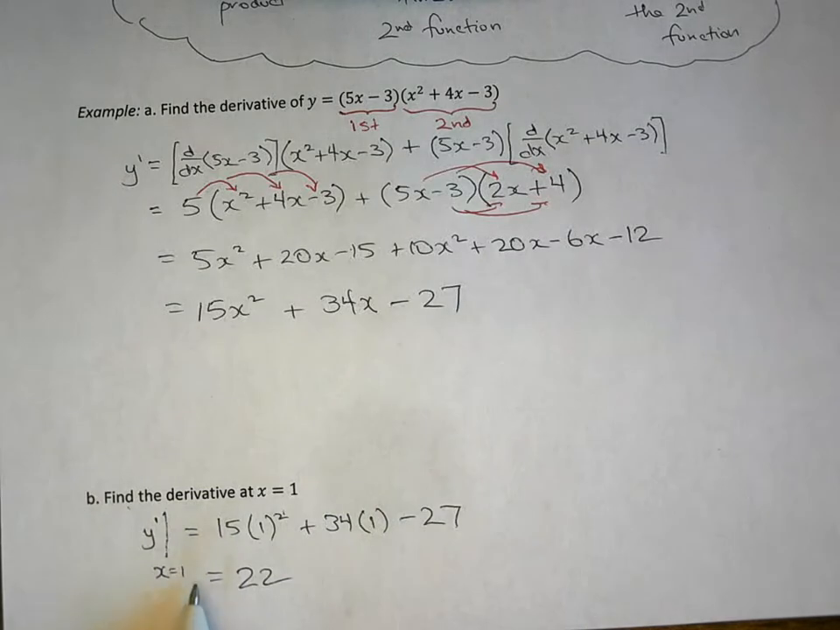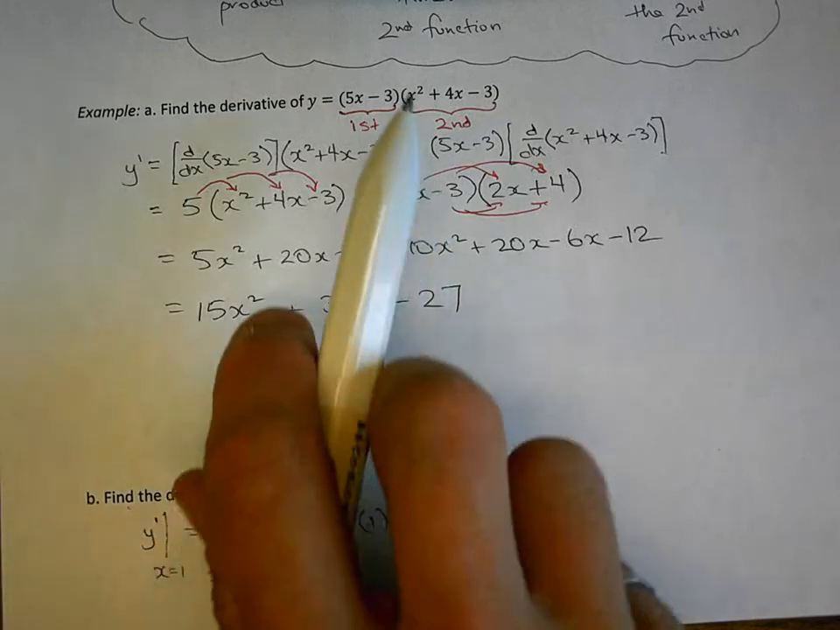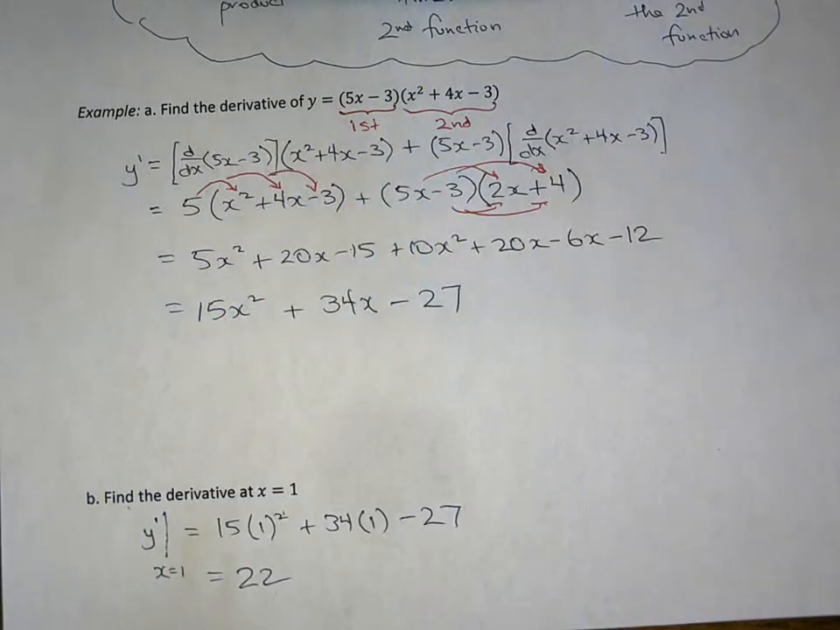I just wanted to show you when you're subbing in and you're not using the f notation, you're using y prime or dy dx, you can actually just put this vertical line and you put x equals 1. That's showing me that I'm subbing x equals 1 into this function, or into this equation, and then we get our answer, 22. That's the slope of this function at x equals 1.